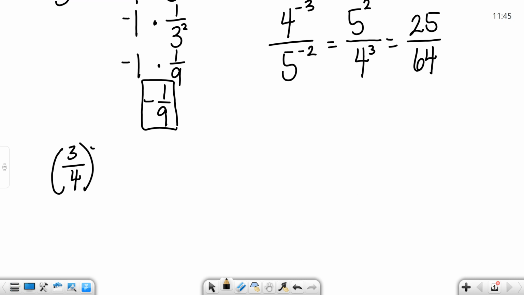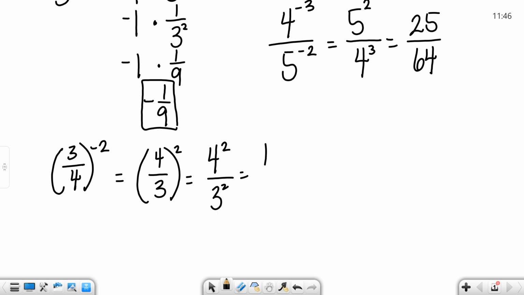All right, paying attention again to our parentheses. Now, when we see this, we have a fraction raised to a negative exponent. So that means we're going to put the whole fraction in the denominator. There's an easier way. If you flip the fraction over, our exponent becomes positive. And now we do what it says. So 4 squared over 3 squared gives me 16 over 9.